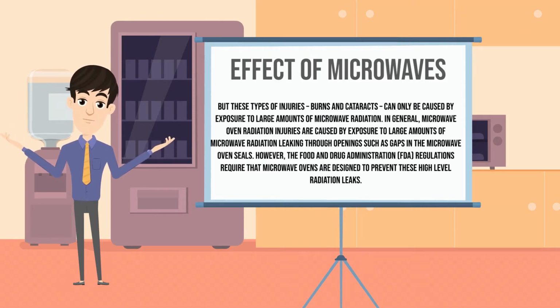But this type of injuries, burns and cataracts, can only be caused by exposure to large amounts of microwave radiation. In general, microwave oven radiation injuries are caused by exposure to large amounts of microwave radiation leaking through openings such as gaps in the microwave oven seal. However, the Food and Drug Administration, or FDA, regulation requires that microwave ovens are designed to prevent these high-level radiation leaks.